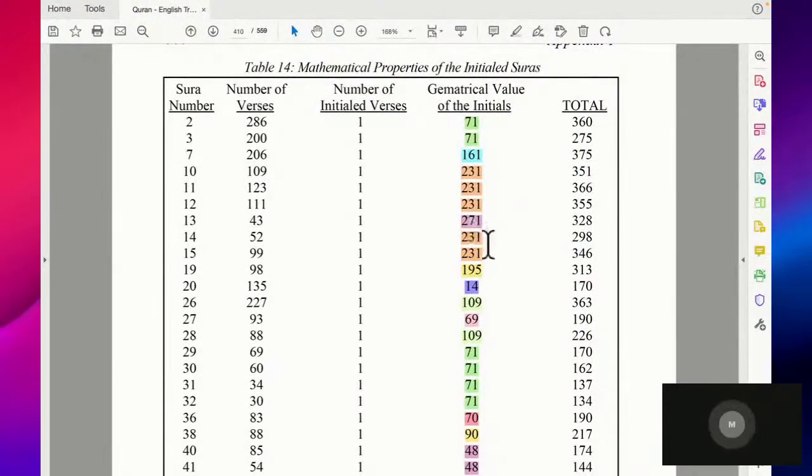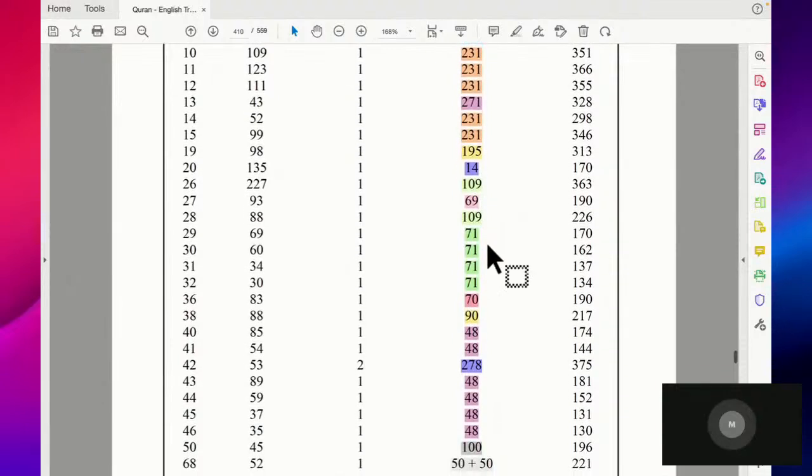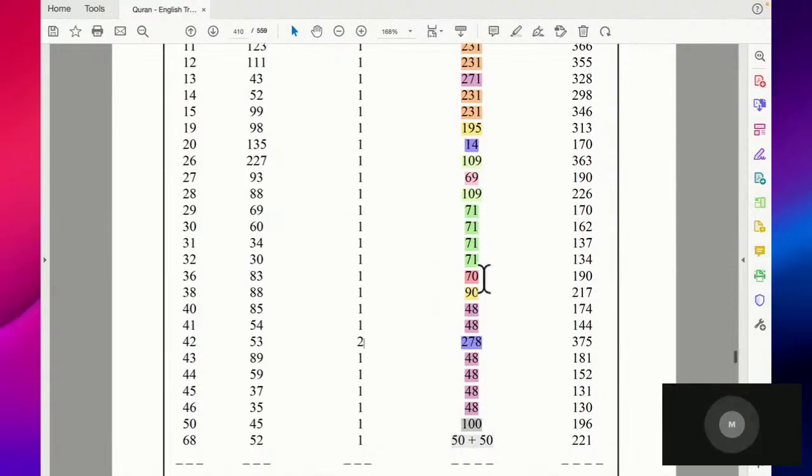We have 271, and so on and so forth. You can check all these surahs yourself. I have checked all these surahs myself and made sure that the numbers related to the geometrical value of the initials in the first verse of those surahs, or the second verse, which applies only to Surah 42, are correct.